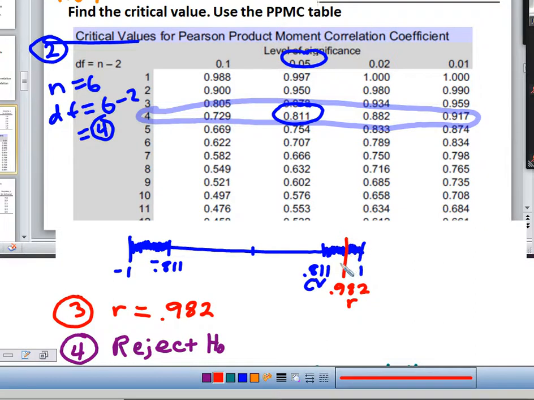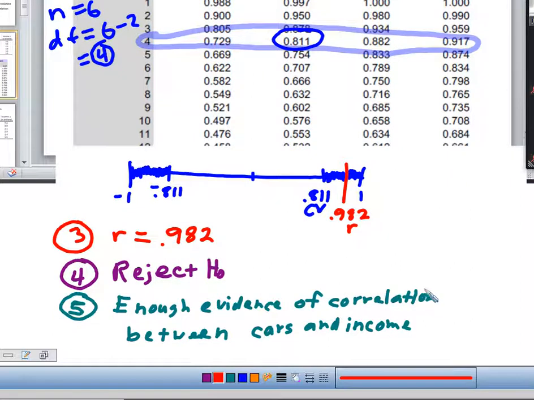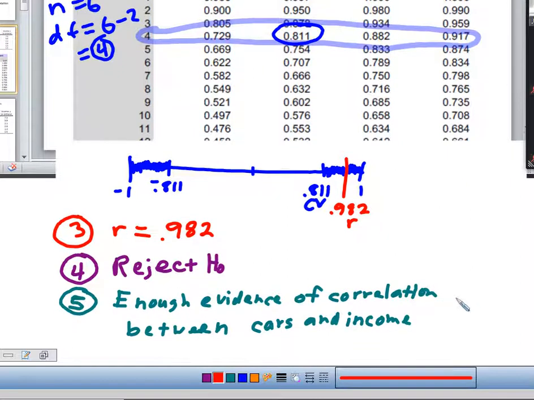It's totally in the rejection region, right? You guys can see that? So we're absolutely going to reject H naught, which means that we have enough evidence. Don't worry about the claim. Instead, we're going to do this. Enough evidence of correlation between cars and income. That's it. Done. We're going to keep these parts super straightforward, super simple.